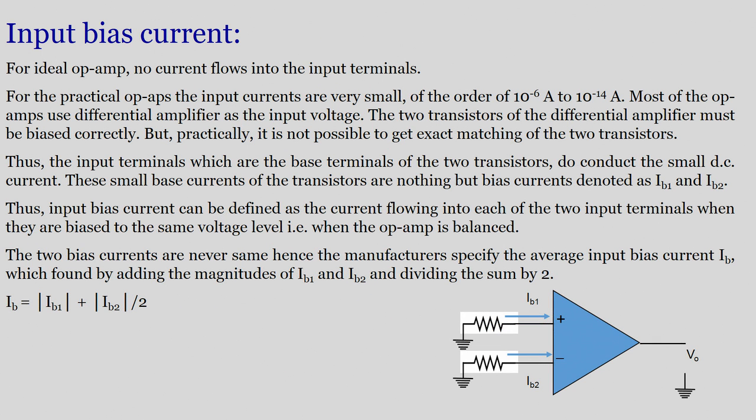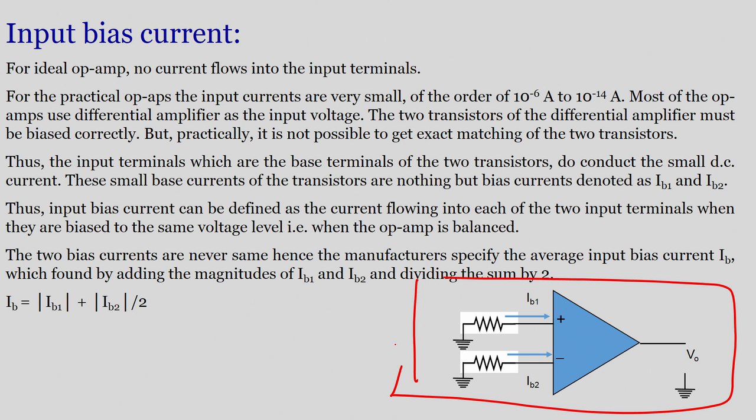Let us see. First is input bias current. So, you understand this circuit, right, look at this circuit in detail. Now, let us see what it is. For the ideal operational amplifier, we know there are golden rules. The golden rule is that no current flows into the input terminals, right. We know this. For the practical operational amplifiers, op amps, the input currents are very small, of the order of 10⁻⁶ to 10⁻⁴ ampere.